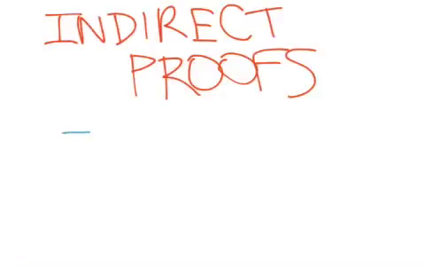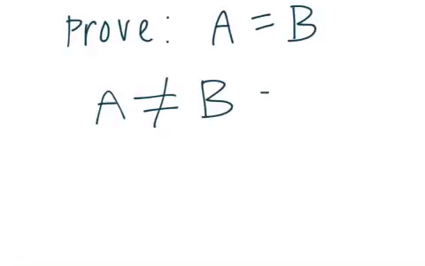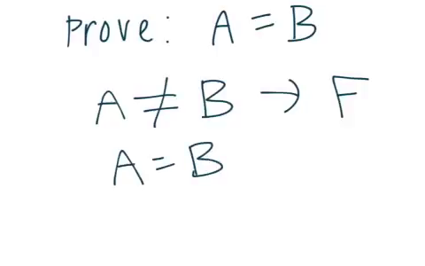Statements are always true or false. If a statement is not true, then it is false. If a statement is not false, then it is true. There are no other alternatives. An indirect proof works something like this. Let's say we are given some information and then asked to prove that A equals B. Using an indirect proof, only once we have proven that the statement A is not equal to B is false, can we say that the statement A equals B is true.